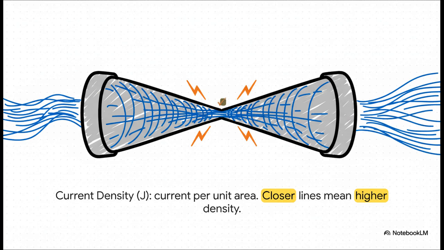When a wire gets narrower, that same amount of current gets squeezed into a smaller space. The flow lines, as you can see, they get closer together. That means the current density is higher. It's exactly like water flowing from a wide, lazy river into a narrow, raging canyon. The flow gets way faster and a lot more intense.